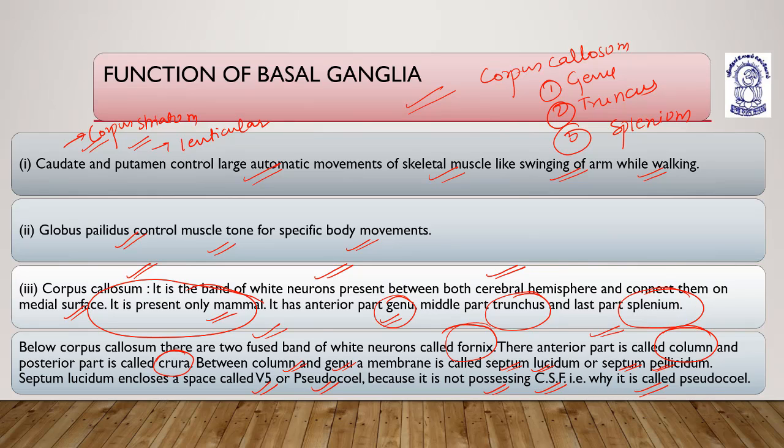Corpus callosum is a band of white neurons present between cerebral hemispheres and connects them on the medial surface. It is present only in mammals. Its anterior part is genu, middle part truncus, and the last part splenium. Below corpus callosum, there are fused bands of white neurons known as fornix. The anterior part of the fornix is column and the posterior part is crura. Genu is the part of corpus callosum and column is the part of fornix. It is separated by septum lucidum, which encloses a space, fifth ventricle or pseudocele. Pseudocele is not having CSF, that is why it is a false cavity.